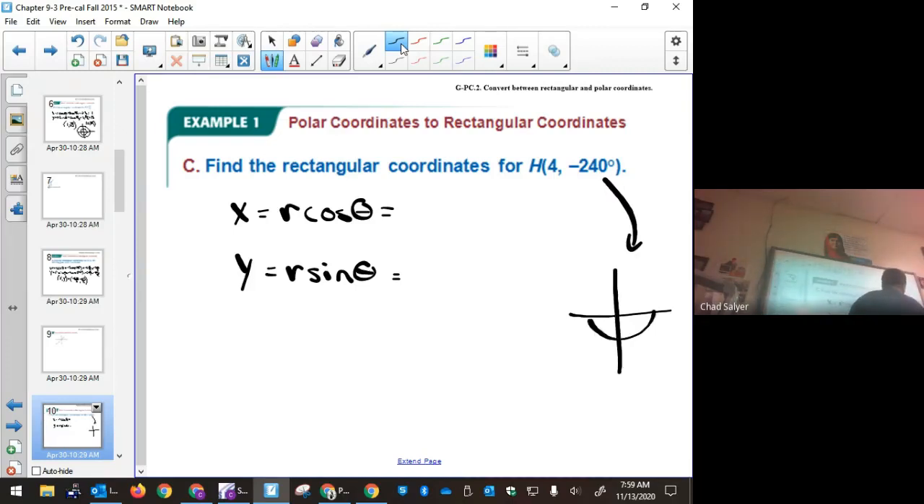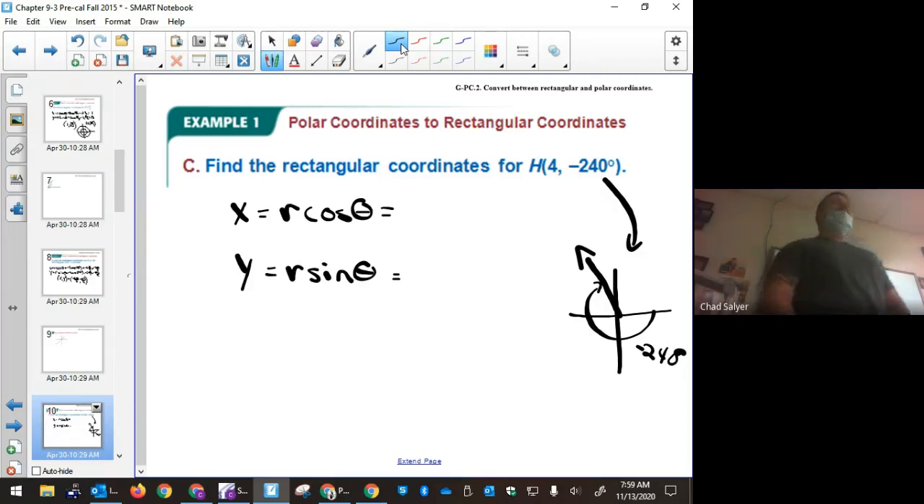So if I go negative 240 degrees, Colin, what's the positive angle that shares that terminal ray? Yeah, 60 would be here, so not quite. Well, they have to add up to a whole circle. So 240 plus what is 360? Yeah, so I could also say positive 120 degrees. Those are the same thing. So good thing to keep in mind as we work this out.